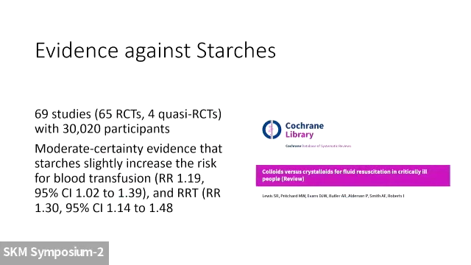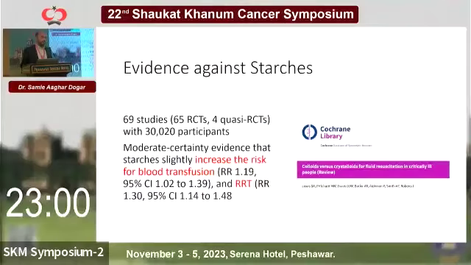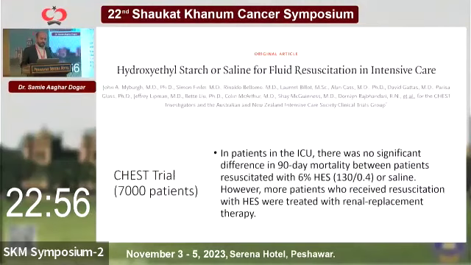So 2013 was not a good year for starches. There were 2 systematic reviews. One involved 69 studies, 65 randomized controlled trials and 4 quasi-randomized controlled trials and 30,000 participants. And it showed that starches were related with increased risk of blood transfusion and increased risk of renal replacement therapy.